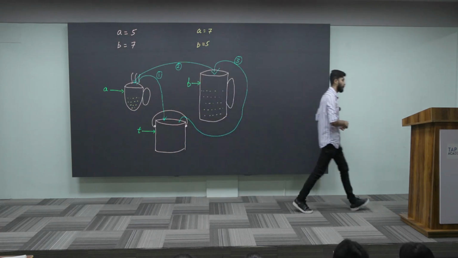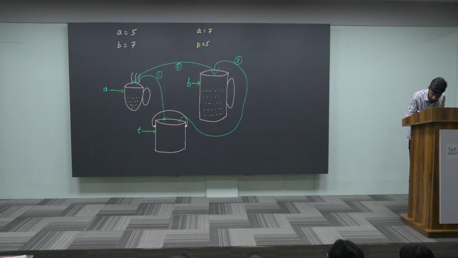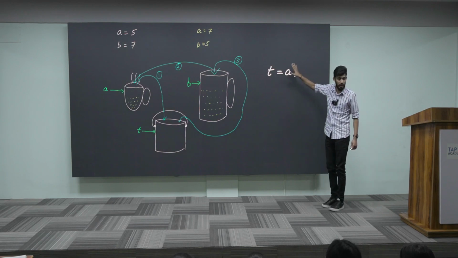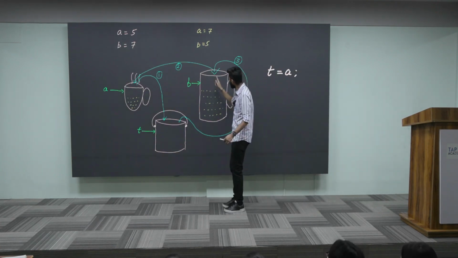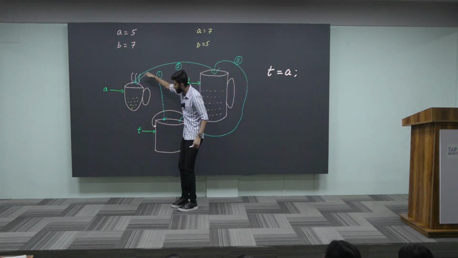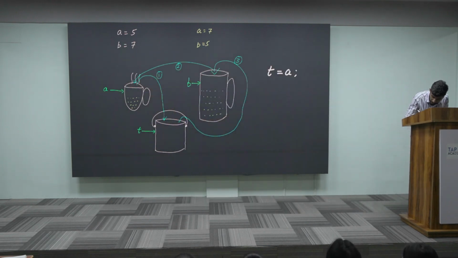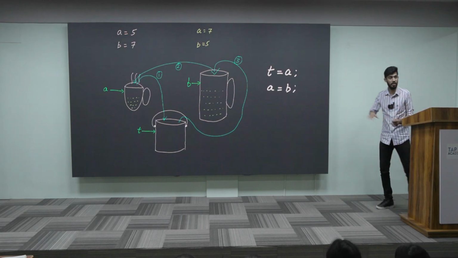How do you write the code for this if you ask me? Whatever is there in A, you are placing inside what? T. This is how you write the code. Is it clear to everyone? Second step, what you have done? Whatever is there in B, you placed it inside A. How do you write that? Whatever is there in B, you are placing it inside A. Is it clear to everyone?